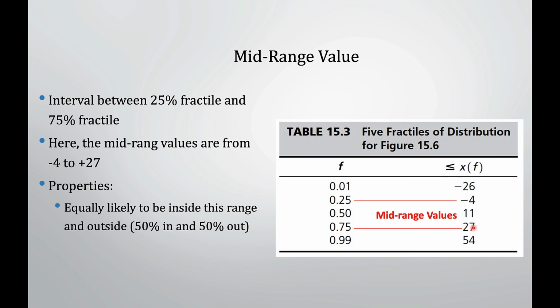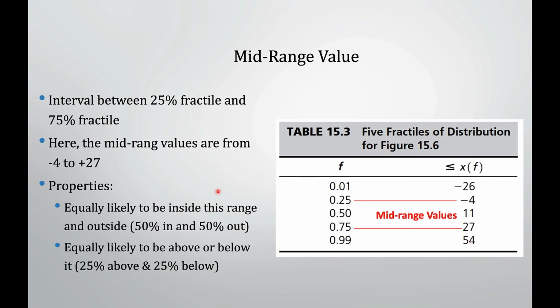And the probability that the measure is outside of this range is this 25% plus this 25%, which is also 50%. It is also equally likely for the measure to fall above the mid-range value and below the mid-range value. That is to say, this 25% range and this 25% range are equally likely, below -4 and above 27.